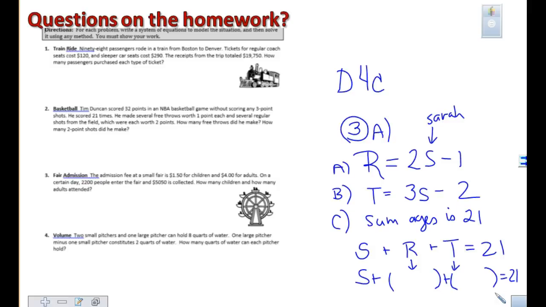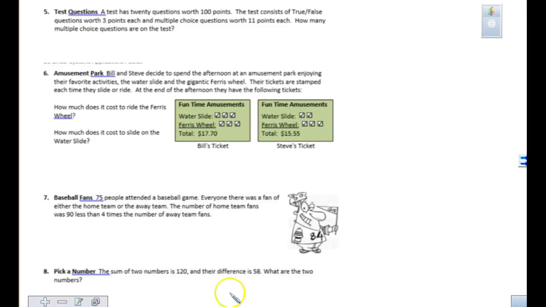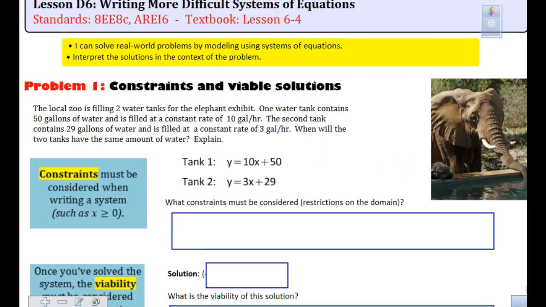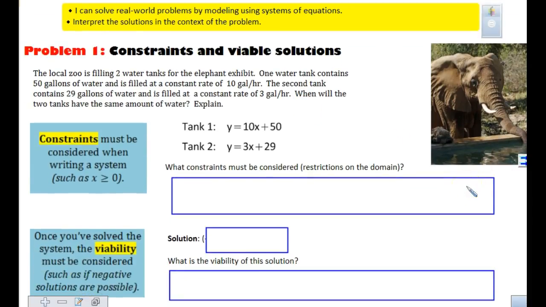Okay? So what I want for you to do now is turn to your notes. In D6 it says I can solve real-world problems by modeling the situation, and I can interpret the context of it. So, reading problem 1. Kylie, go ahead first. The local zoo is filling 2 water tanks for the elephant exhibit. 1 water tank contains 50 gallons of water and is filled at a constant rate of 10 gallons of water. The second tank contains 29 gallons of water and is filled at a constant rate of 3 gallons. When will the 2 tanks have the same amount of water?